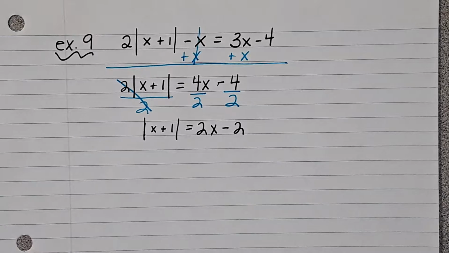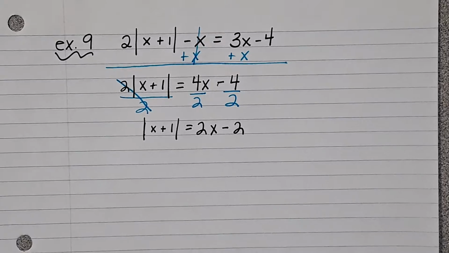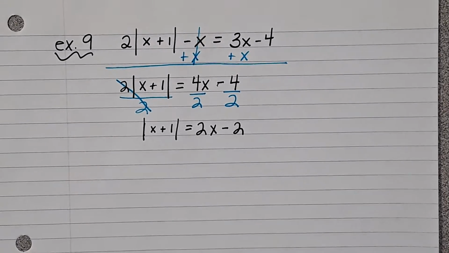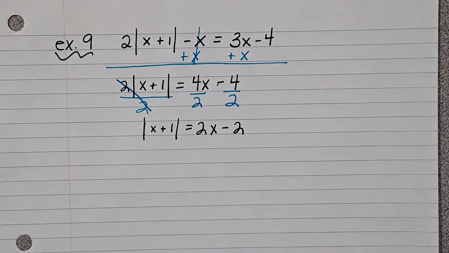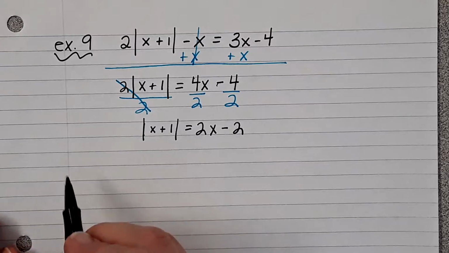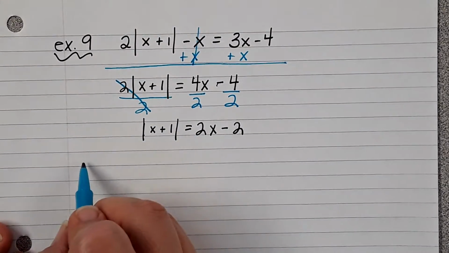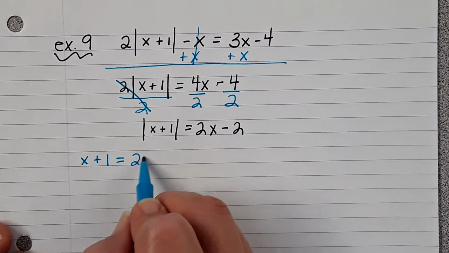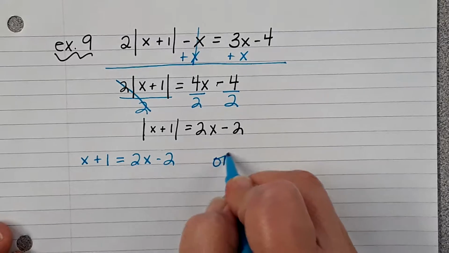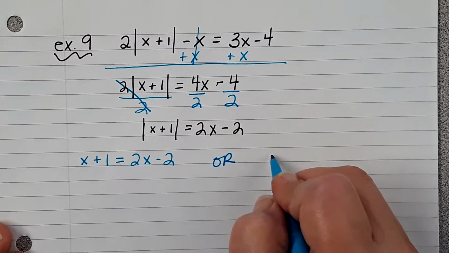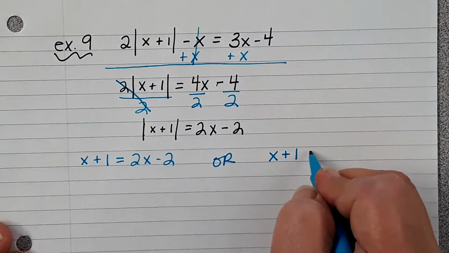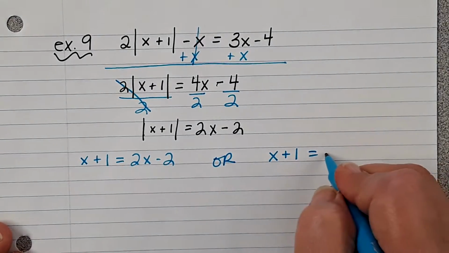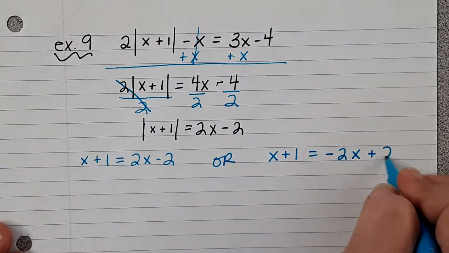Now, once you get to that part, the absolute value is by itself, so we can set it up. We're going to have x plus 1, because what's inside the absolute value stays the same, equals 2x minus 2. Or x plus 1 stays the same, but this changes, so it could equal negative 2x plus 2.